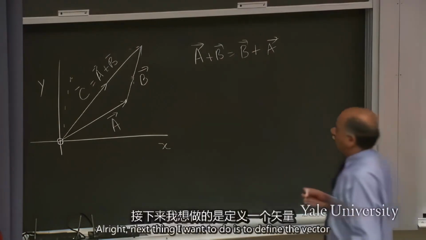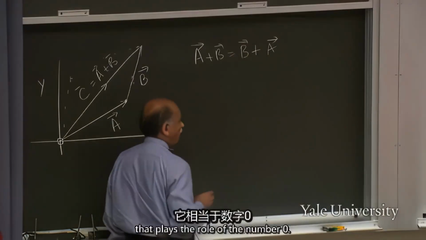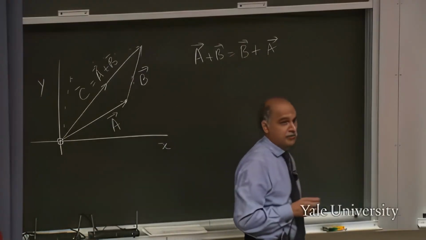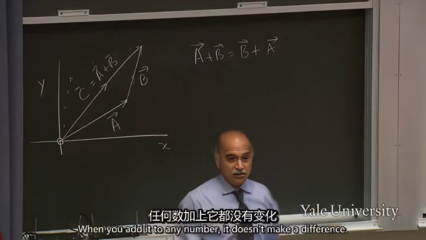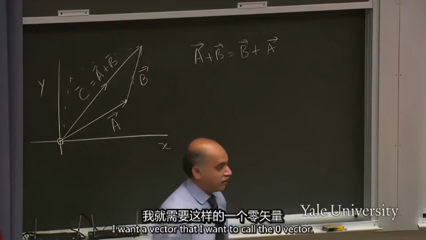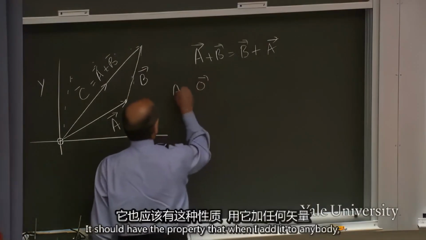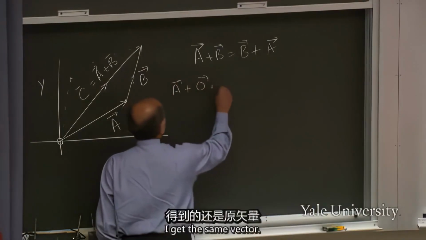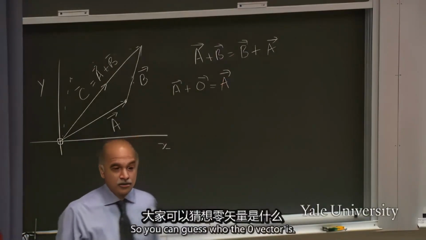All right. Next thing I want to do is to define a vector that plays the role of the number 0. The number 0 has a property. When you add it to any number, it doesn't make a difference. So I want a vector that I want to call the 0 vector, and it should have the property that when I add it to anybody, I get the same vector. So you can guess who the 0 vector is.